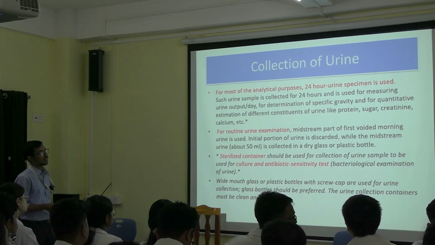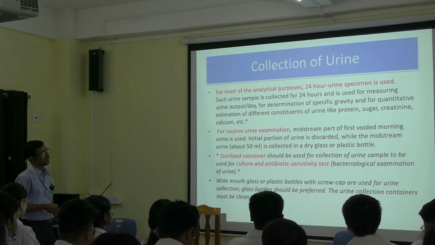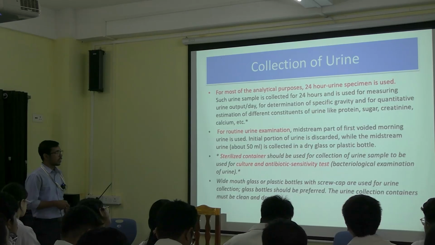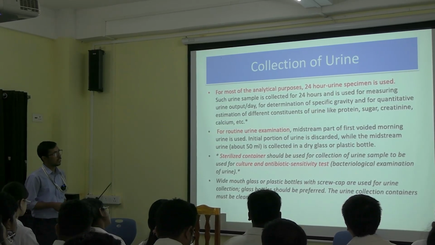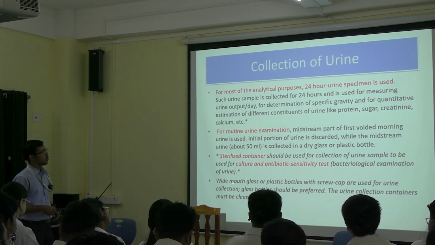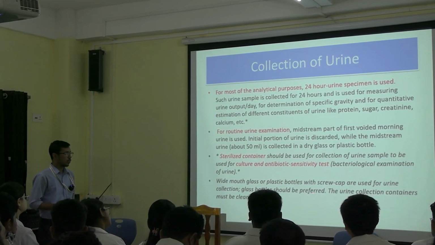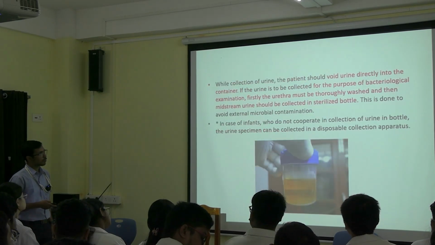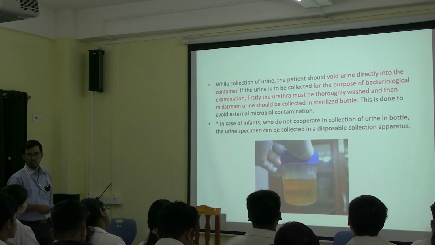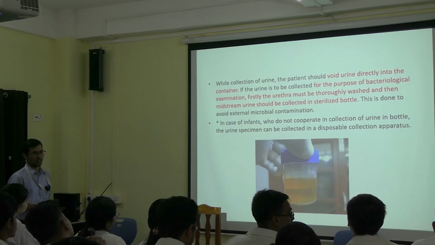The initial portion of the urine is discarded, while the midstream urine, around 50 ml, is collected in a dry glass or plastic bottle. A sterilized container must be used for collection of urine sample to be used for culture and antibiotic sensitivity test. Wide mouth glass or plastic bottles with screw caps are used for urine collection. Glass bottles should be preferred. Urine collection containers must be clean and dry. This is the container, around 50 ml. So we collect here 50 ml of urine in the early morning.